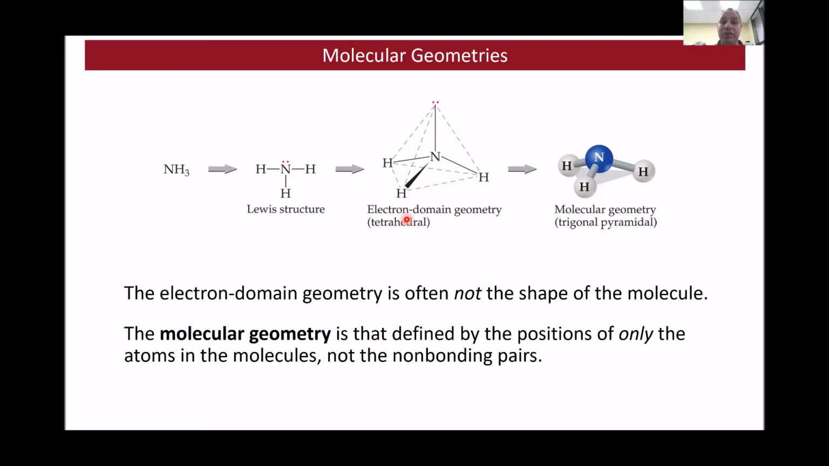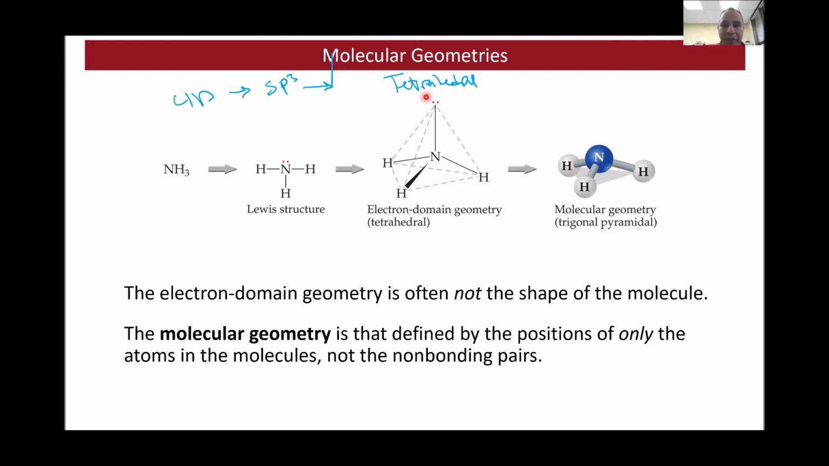For example, a molecule like ammonia. If you count the number of domains in that molecule, you will clearly see that you have 3 terminal atoms plus 1 lone pair. So that's a total of 4 domains, which means you have sp3 hybridization. sp3 hybridization means that you have a tetrahedral electronic geometry as shown in this figure right here.